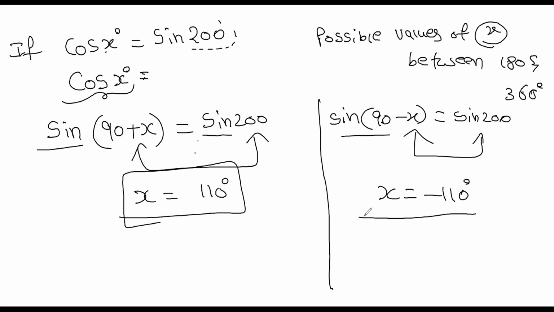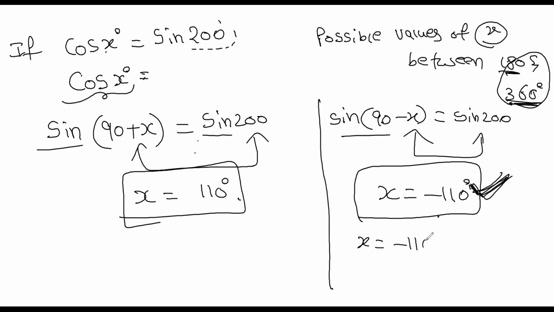First is 110, other is minus 110. But when we see the question, they are asking between 180 and 360. Are 110 and minus 110 between 180 and 360? No. Think again. Minus 110 equals plus of what angle? Tell in terms of positive value.